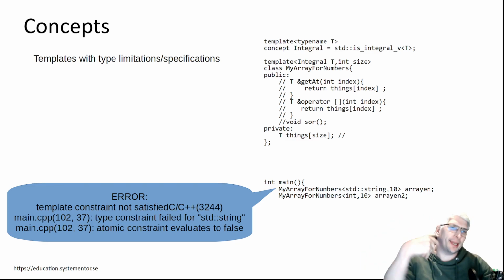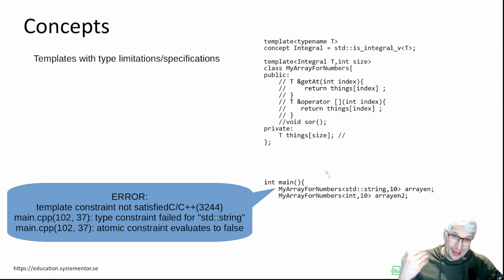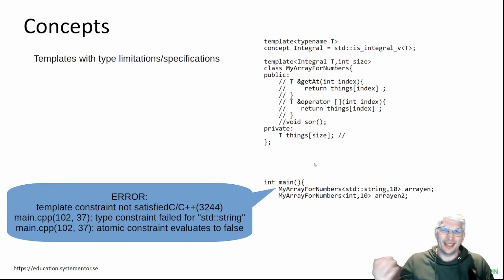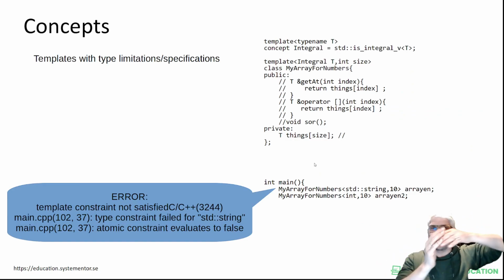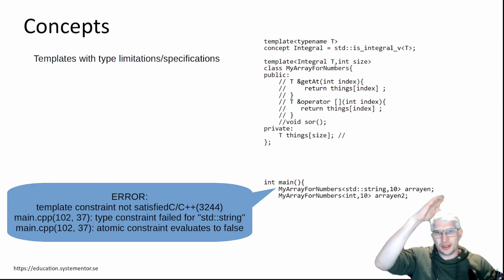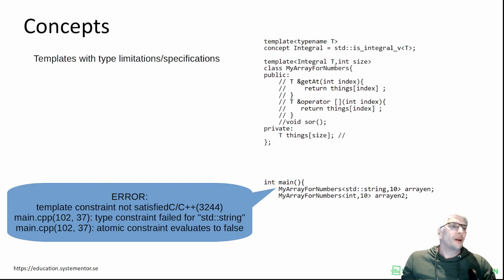The only thing about concepts is that we are able to get better errors directly, instead of when you compile you get like 40 rows, and I can't even start to understand them.